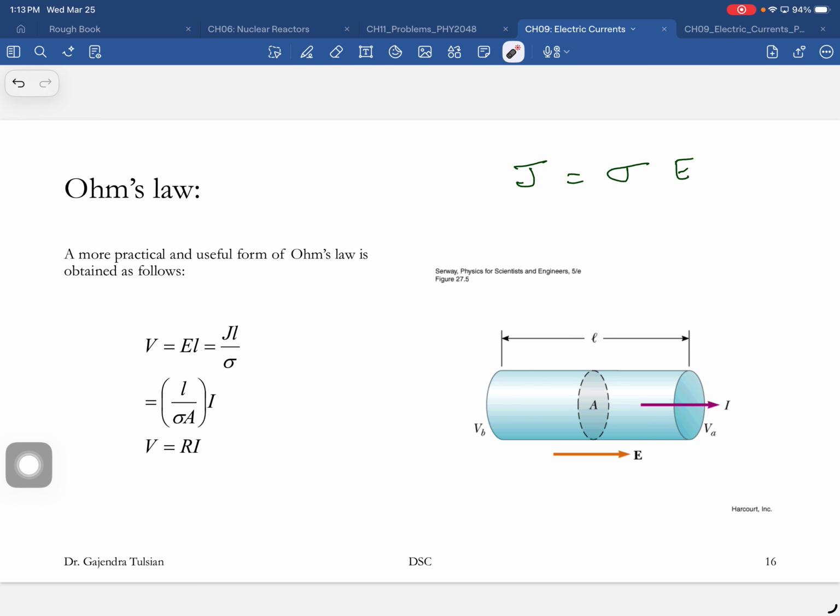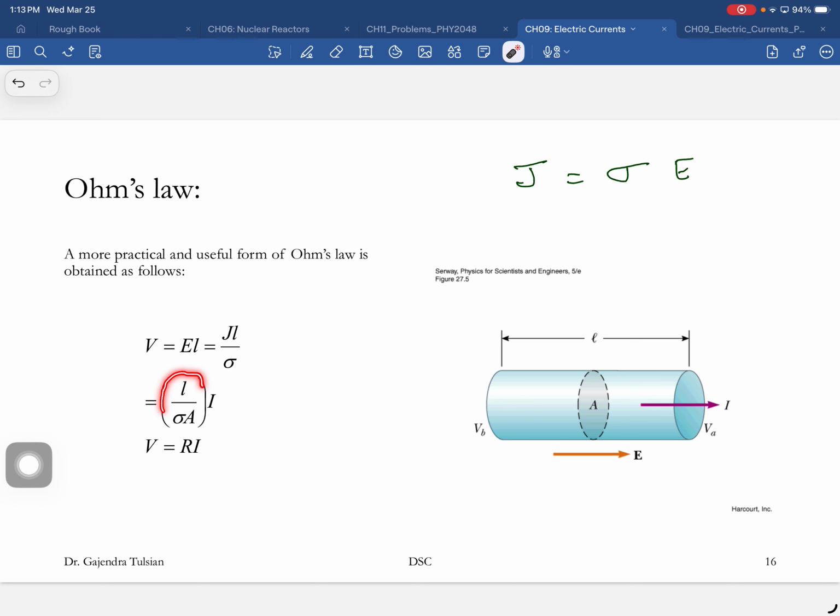What you can measure is the voltage between these two points. You guys remember from previous chapters, which way do electric fields point? Electric fields point in the direction of decreasing voltage. This is at a high voltage, this is low voltage. The difference between them is called V, and that's E times L, the length of the wire. So V is E times L, and so we multiply: J L over sigma, and J is I over A.